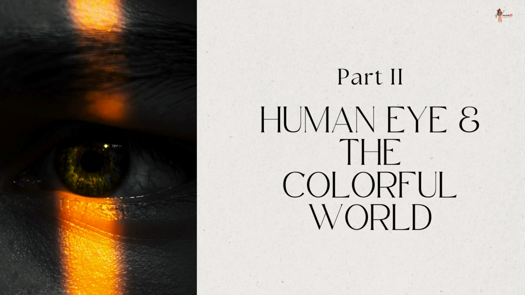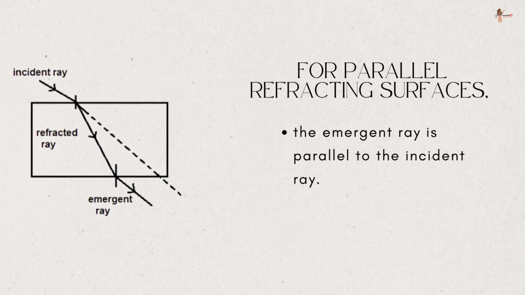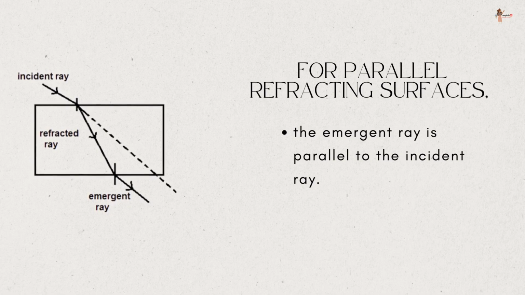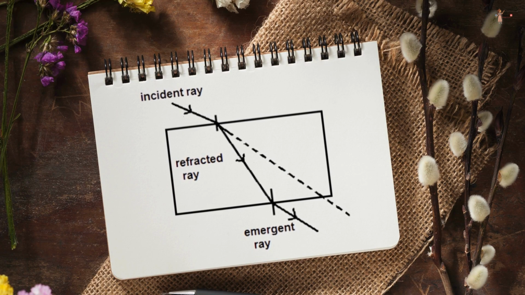Let's start with part 2 of Human Eye and the Colorful World. Refraction of light through a prism. You've learned how light gets refracted through a rectangular glass slab. For parallel refracting surfaces, as in a glass slab, the emergent ray is parallel to the incident ray. However, it is slightly displaced laterally.